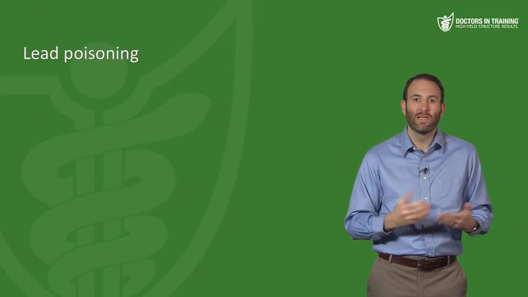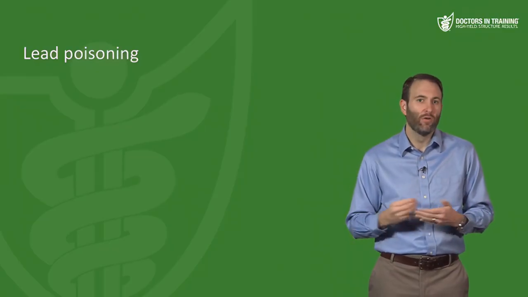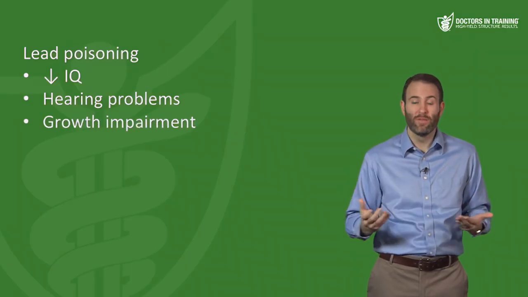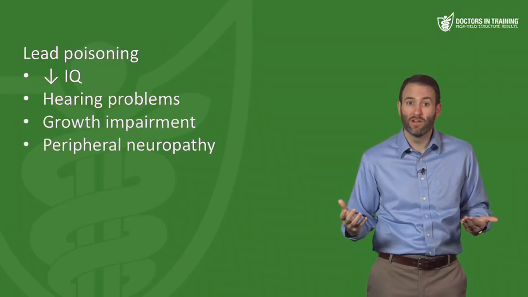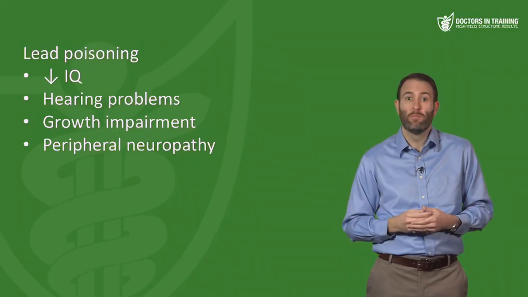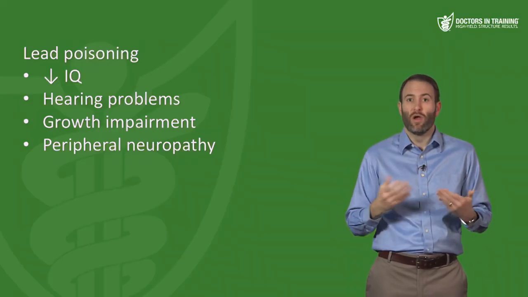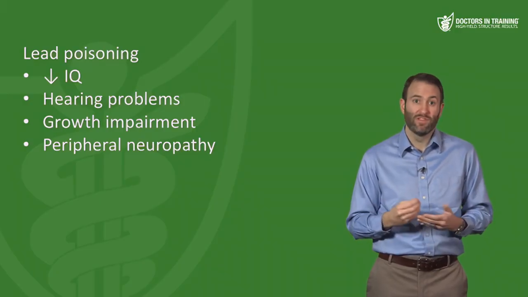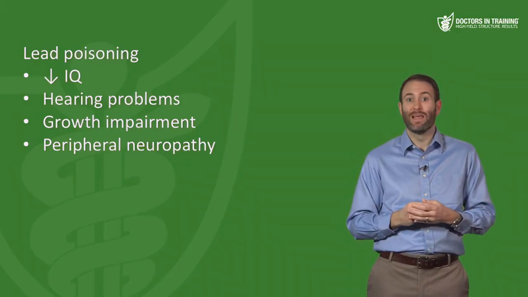Moving on to lead, and we're going to hit lead poisoning as well, and we're going to talk about some toxic metals, starting with lead here. So what are some of your earliest signs of lead poisoning? Well, you're going to get things like decreased IQ, you can have hearing problems, growth impairment, you can have impaired peripheral nerve function. So one of the earlier signs of lead poisoning is peripheral nerve neuropathy, and that can lead to things like wrist drop or foot drop. So if you see wrist drop and foot drop, think about lead poisoning.